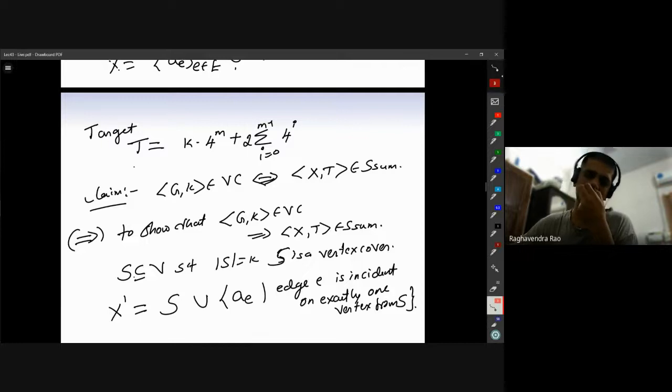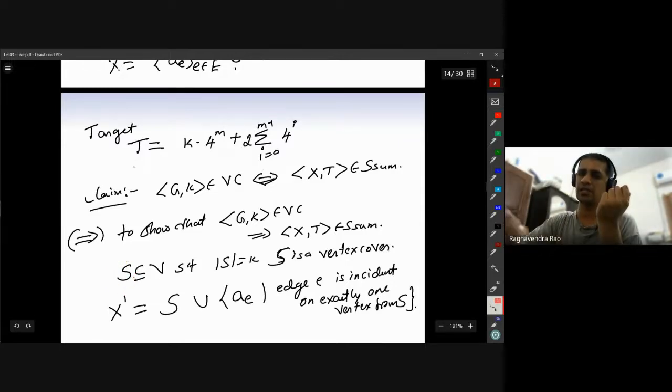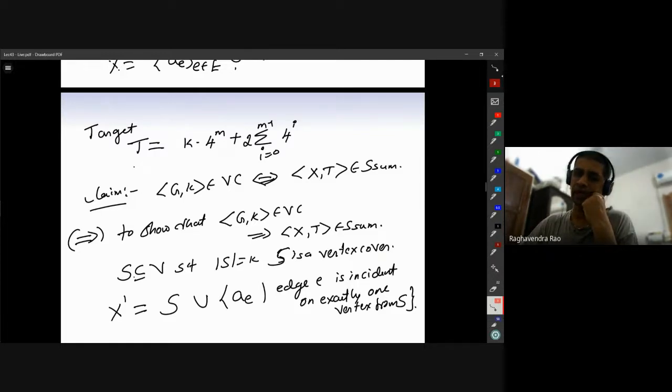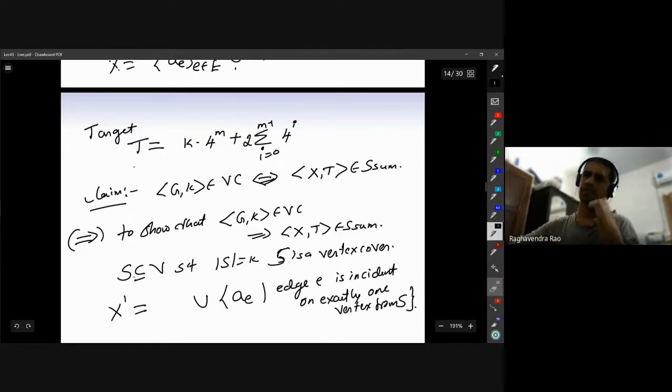So we have the promise that G has a vertex cover of size K. Let's start with such a vertex cover. So let S be a vertex cover of G, of size K, of course. Now X prime, we are taking it as the subset corresponding to S. Okay, so this is not completely correct. I should have just written this as A_V, V is in S.